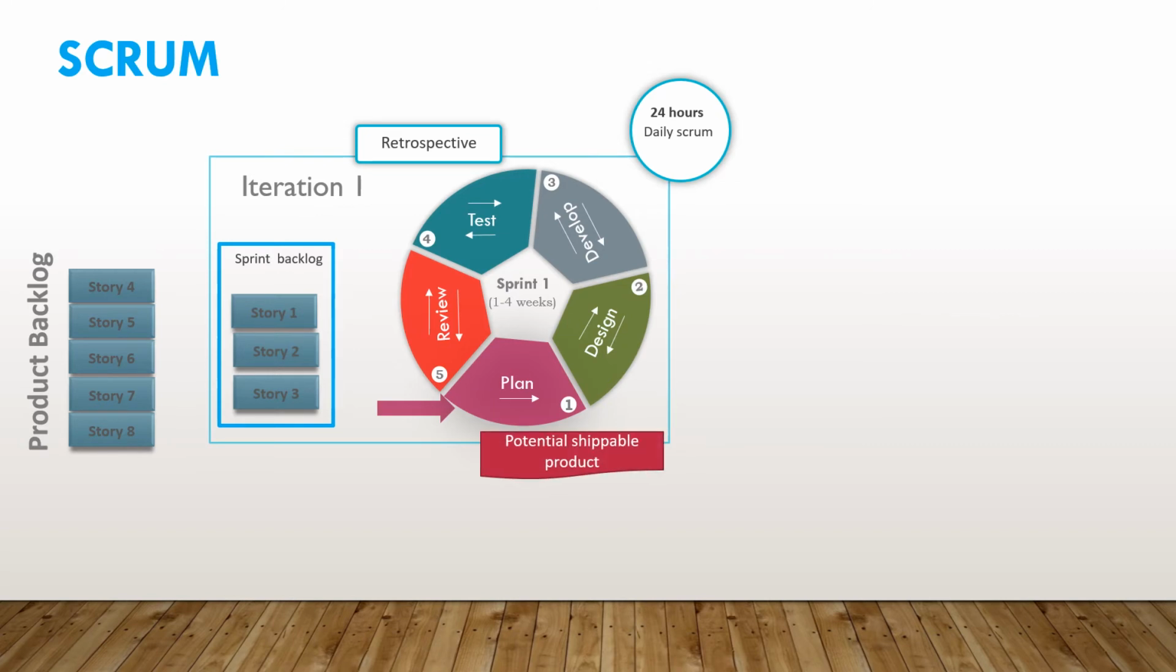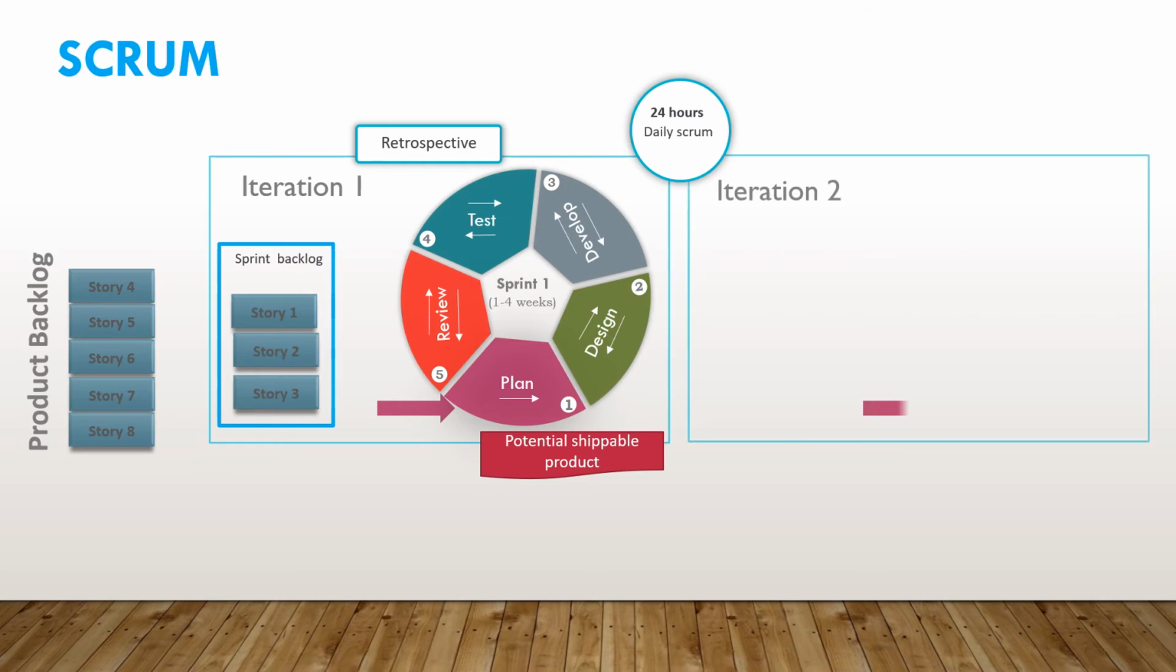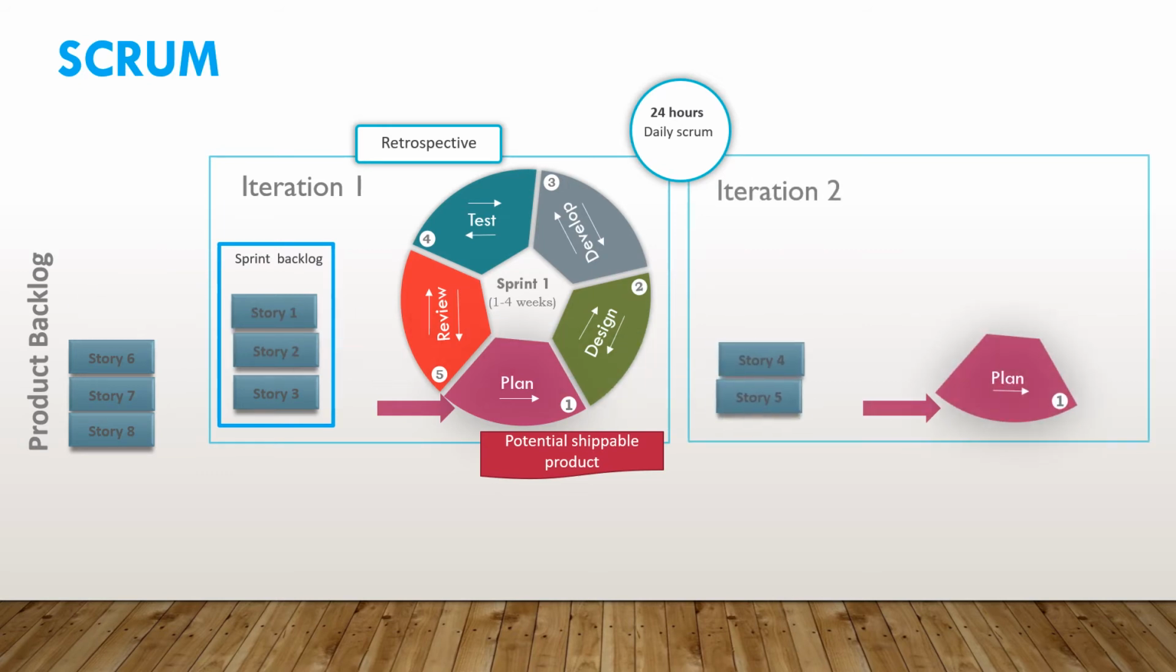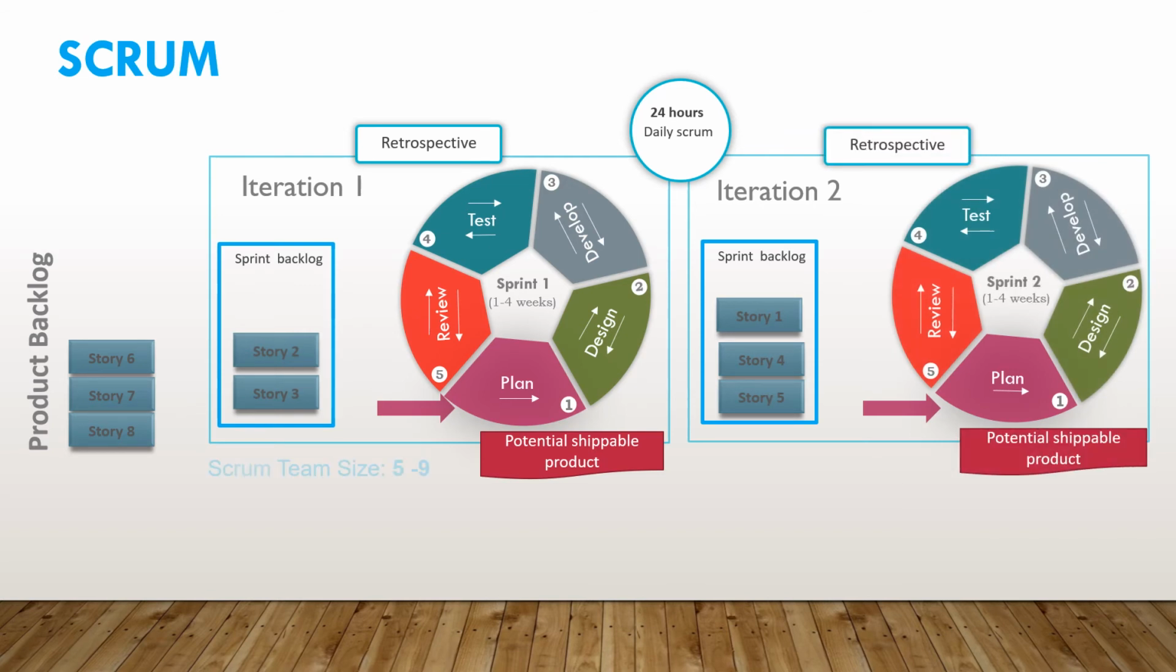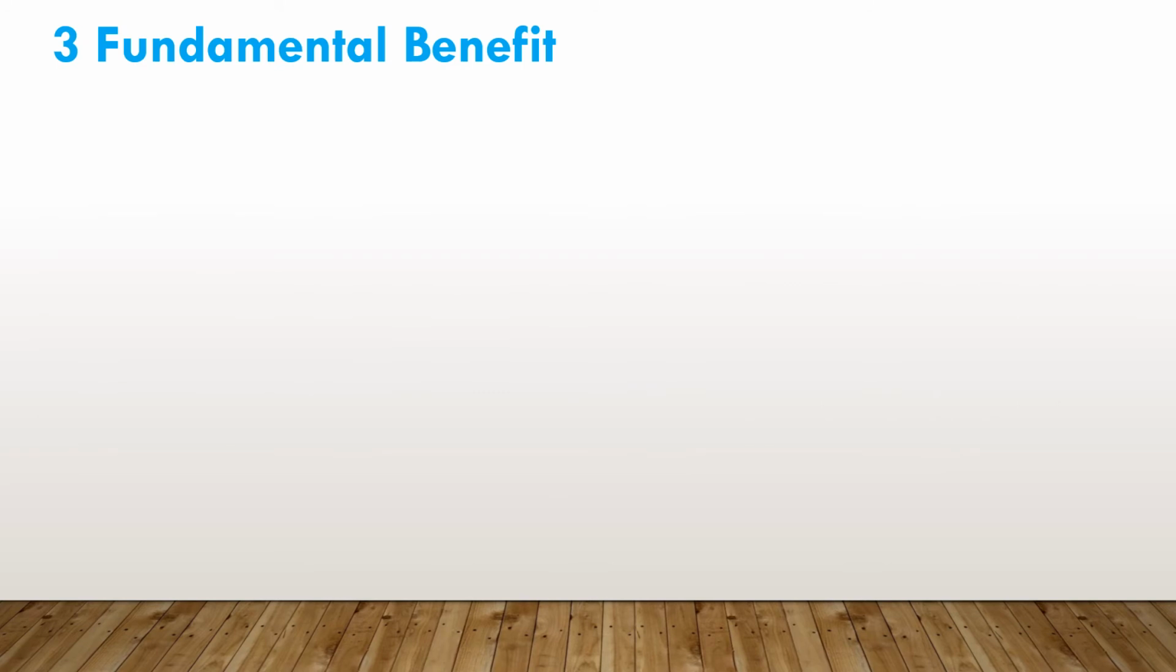Finally, they produce a potentially shippable product. And then they start the same process for the next iteration. Even a story that is not finished in the last iteration could be taken in this iteration. Now, let's come to three fundamental benefits of Scrum.